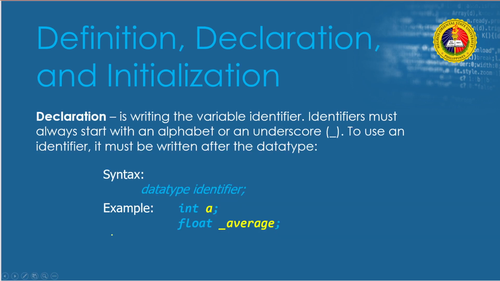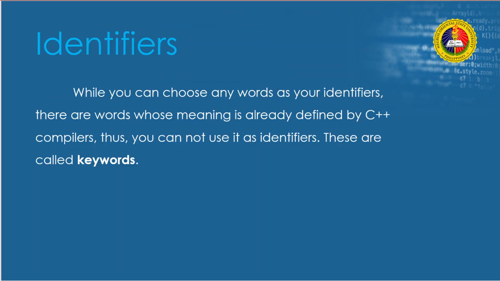And then declaration. Declaration is writing the variable identifier. Once we've already defined which data type to use, the next thing that we're going to do is to declare an identifier. Identifiers must always start with an alphabet or underscore, and it must be written after the data type. Just like in our example, we have data type and identifier. So like I said, you can use any identifier if you want, except these words.